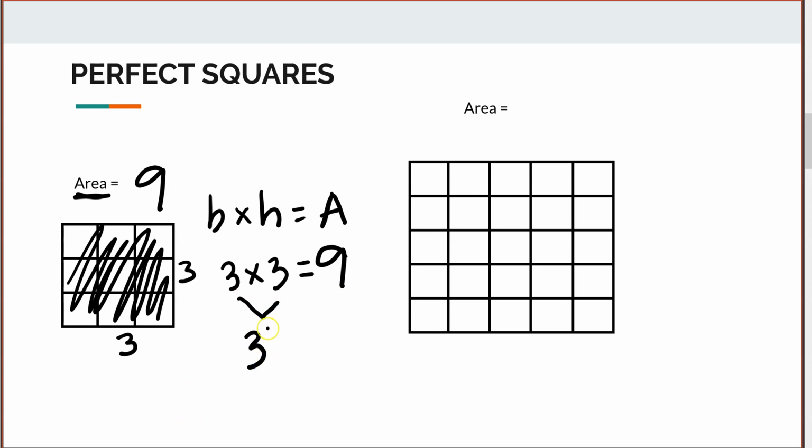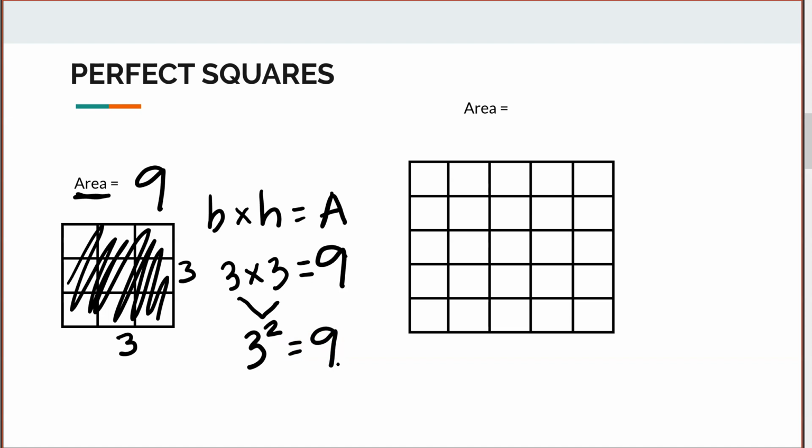We can write 3 squared. What does that mean? It means that 3 is being multiplied 2 times. It does not mean 3 times 2. It means 3 times 3. You have 2 3s, so 3 times 3 is 9.